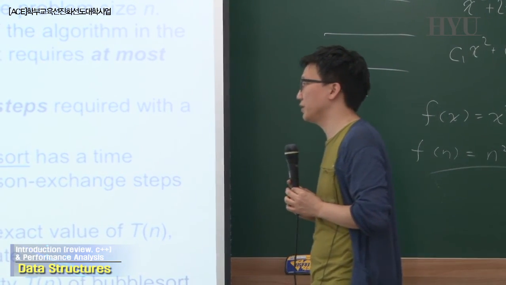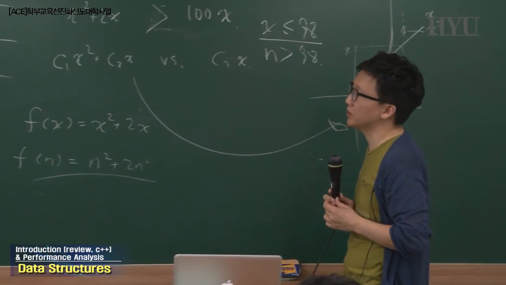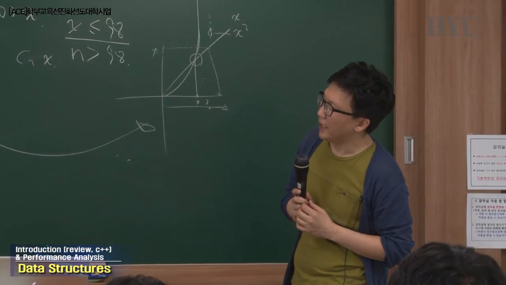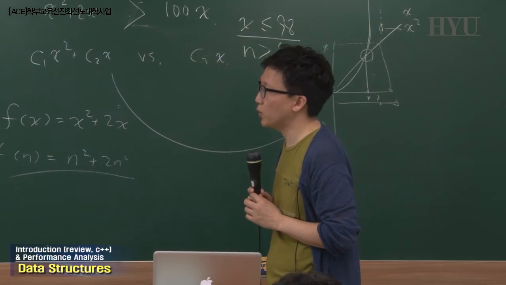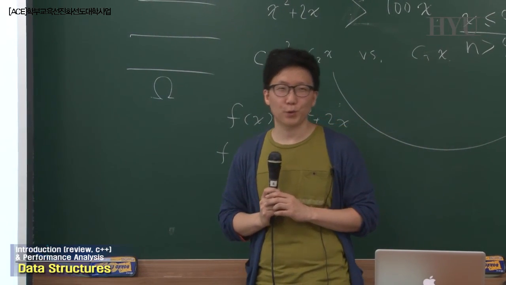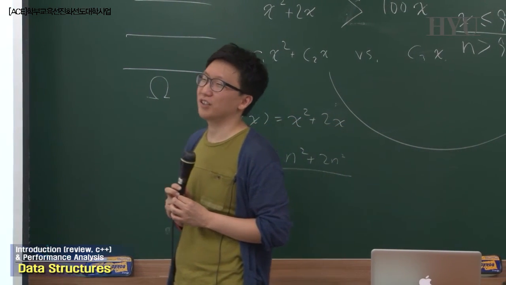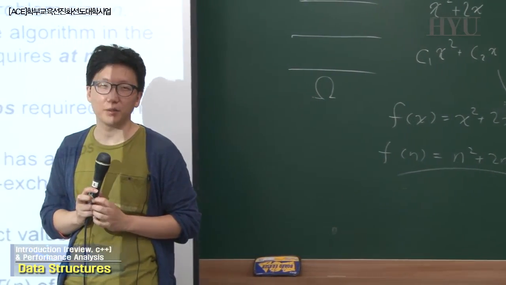Examples: the sorting algorithm bubble sort has a time complexity of T(n) equals n minus n times (n minus 1) divided by 2 comparison-exchange steps to sort a sequence of n data elements. Bubble sort, insertion sort, there are many different sorting algorithms. I'm sure the other courses will cover that. I'm not covering those.